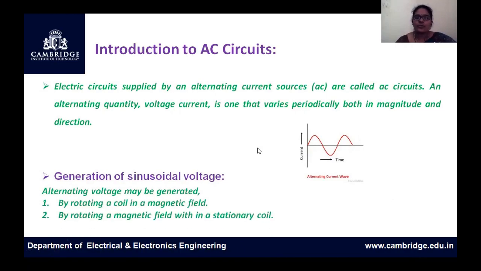Now let us see how the generation of sinusoidal voltage happens. Alternating voltage may be generated in 2 ways, either by rotating a coil in a magnetic field or by rotating a magnetic field with a stationary coil. By using any one of these methods, we can generate a sinusoidal AC voltage.